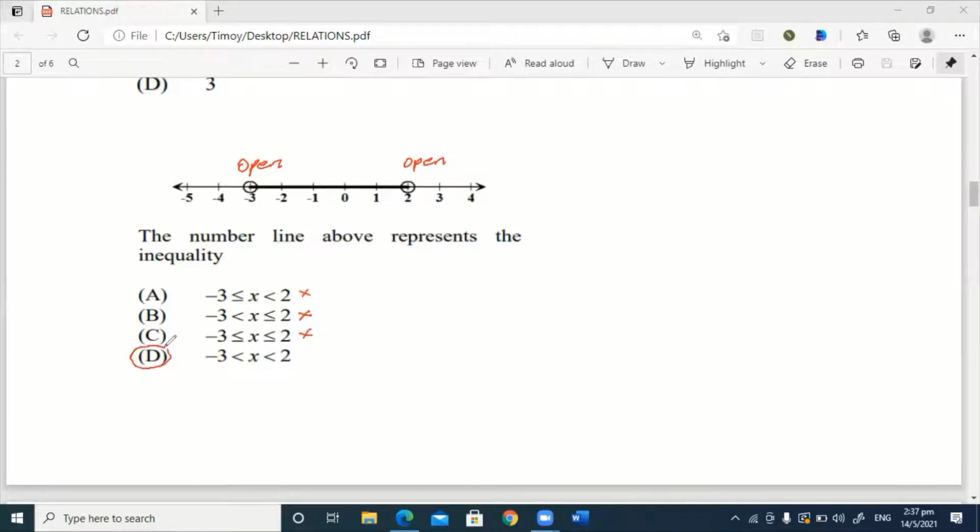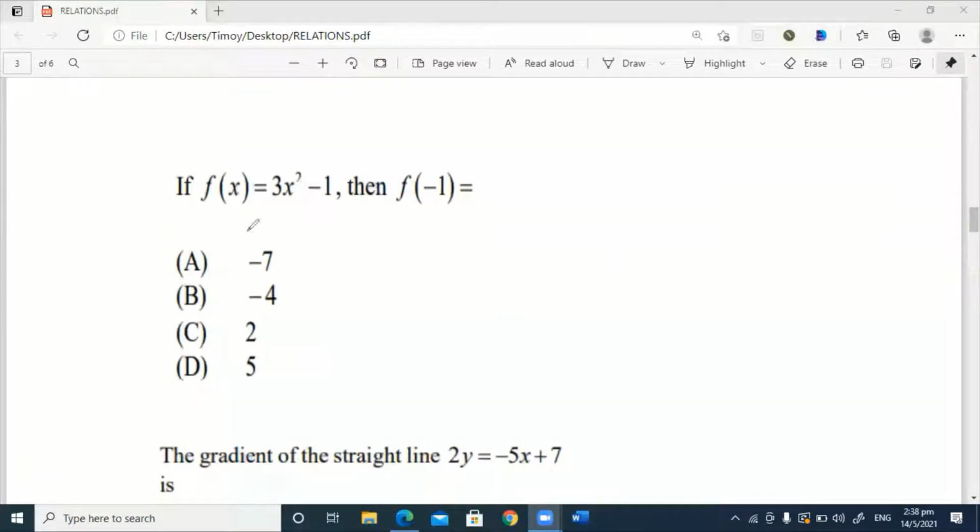And as you can see here, you can see the part that is bold. It is greater than -3, but at the same time, it is less than +2. So x is greater than -3 and x is less than 2 is the answer. All right.